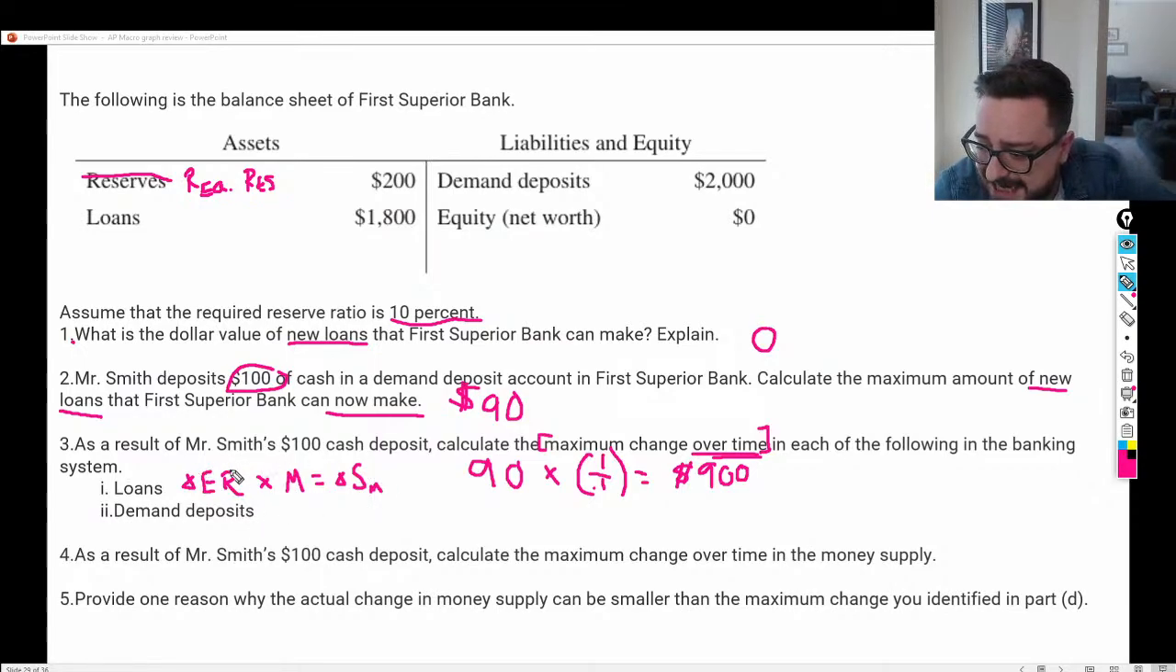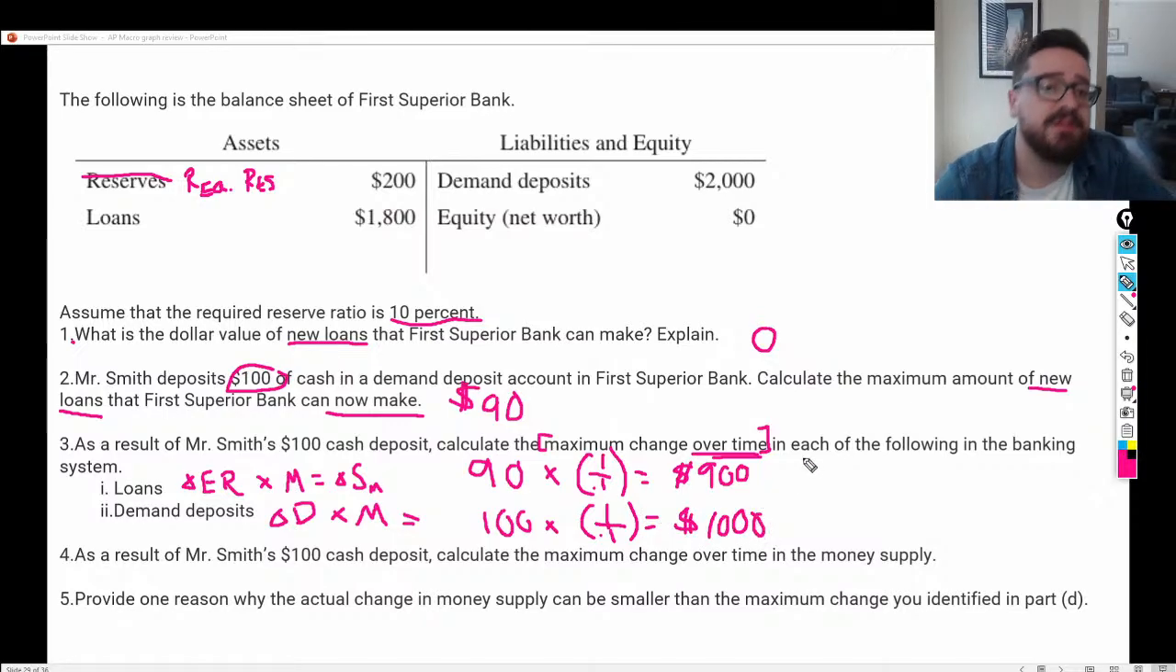I use this exact same logic. I take the change in deposits times the multiplier. So the deposits were 100 times 1 over 0.1. And it's 1,000. Not a thing you see very often. I think they've only asked about this kind of thing this one time. It's the only time I've ever seen it. I was like, what the hell do they do this for?